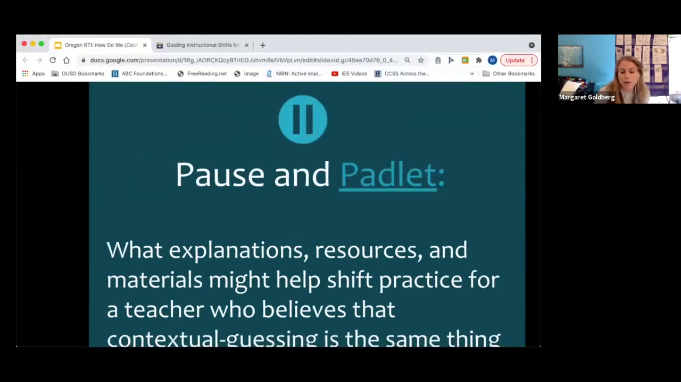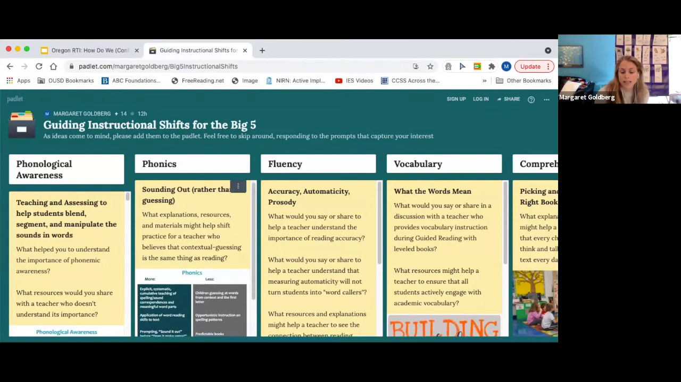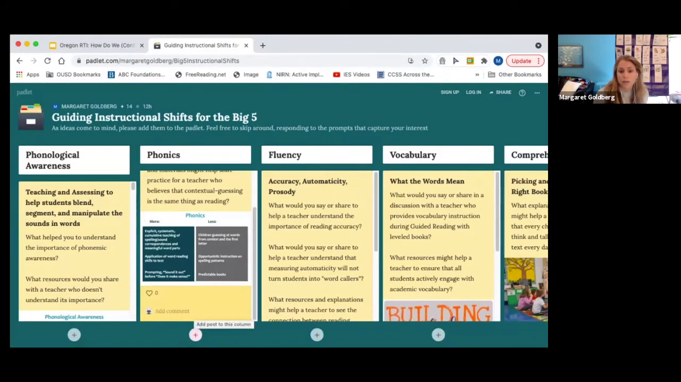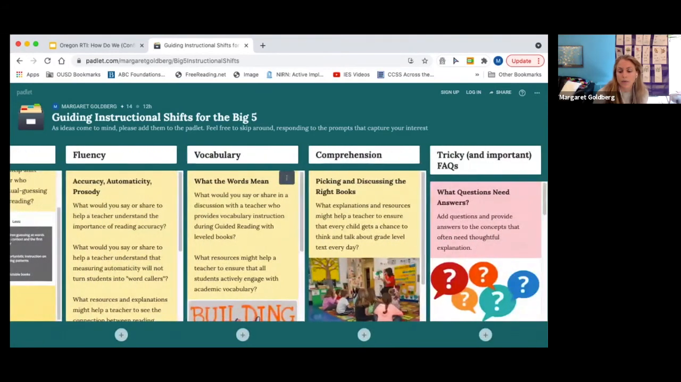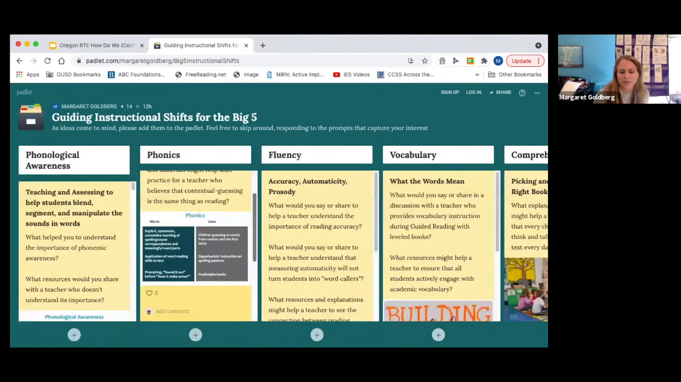So we're going to go back over into our Padlet, and we're now in the phonics column. We've got the question here, so what explanations, resources, and materials might you use? And a recap of some of the shifts that are necessary. Go ahead and add onto it your own thoughts and resources. If you have questions that you want to make sure we get answered or that the group answers also, we've got FAQs and any questions from you. So you're welcome to work on these far right-hand columns too, if that would be helpful to you. We've got 2 minutes now for our pause and Padlet.